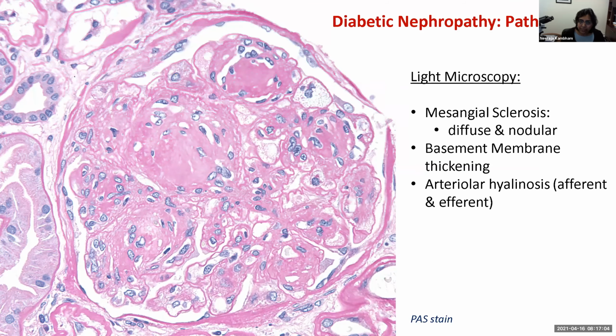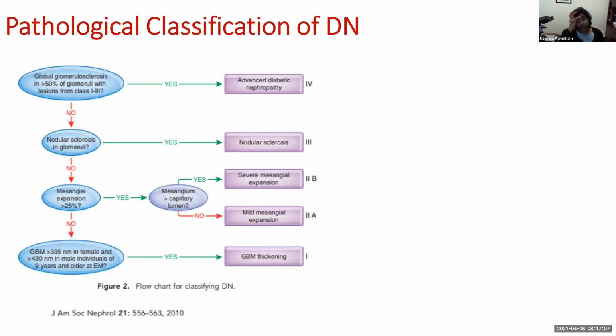However, this is not how it starts. So there are changes that are seen in the glomerulus prior to developing these classic features. So this is a pathological classification of diabetic nephropathy. It was put forth by the Research Committee of the Renal Pathology Society, and this has been published for over 10 years now. And the earliest change that we see when the patient develops diabetic nephropathy is thickening of the glomerular basement membrane. GBM stands for glomerular basement membrane.